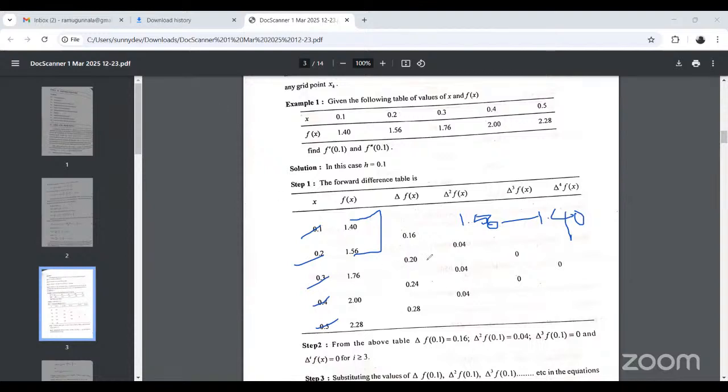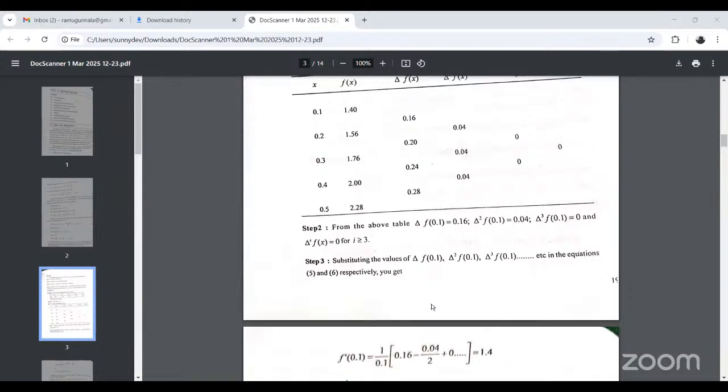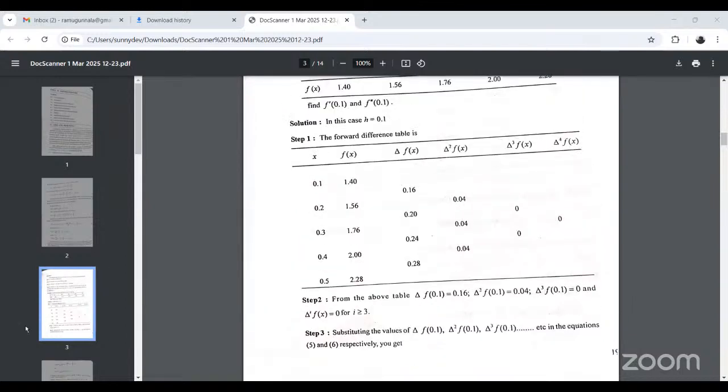So these are the differences, and the same thing follows. These second differences are 0.20, 0.24, and 0.28. Similarly, you know how we can find the differentiation tables. And these are all equal, and these are 0, 0, and 0. Okay, now this is the differentiation table.